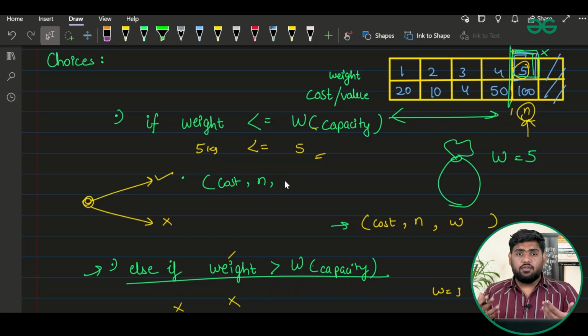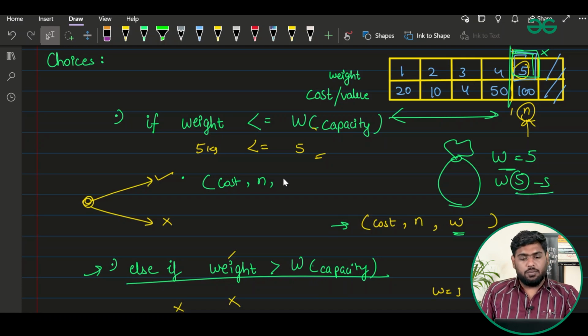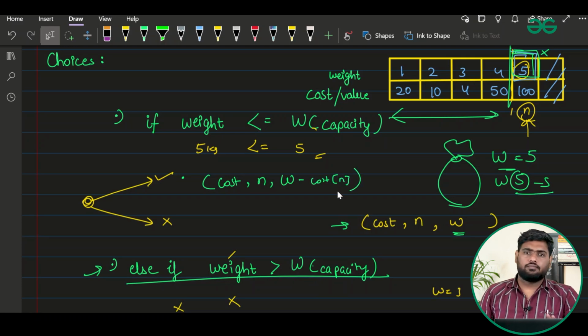So now I have to reduce my problem as well, right? That will be done with w. Because I'm selecting this, the capacity will reduce. So I had the capacity of 5, and if I'm taking a simple packet of oranges of 5 kgs, the capacity will get reduced. So what we have to do here is W minus the cost array element n, this one. Okay, simple. This is how we are making the first choice.